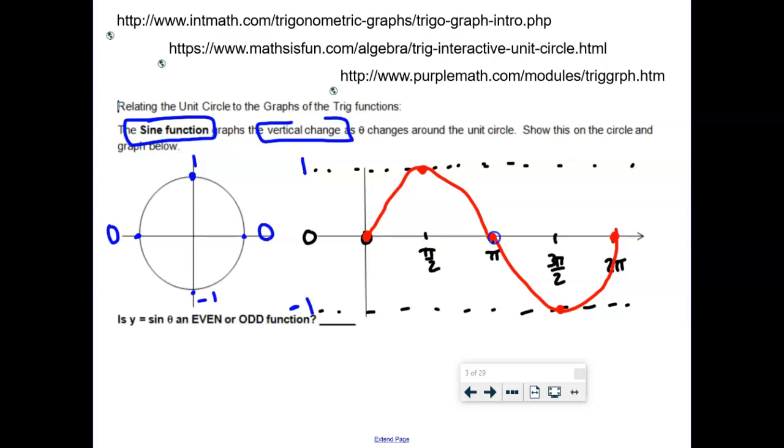Not enough coffee. Alright, so this is just one cycle of a traditional, unchanged sine function. Remember, it does go negatively though, right? It goes forever. The domain goes forever and ever and ever.